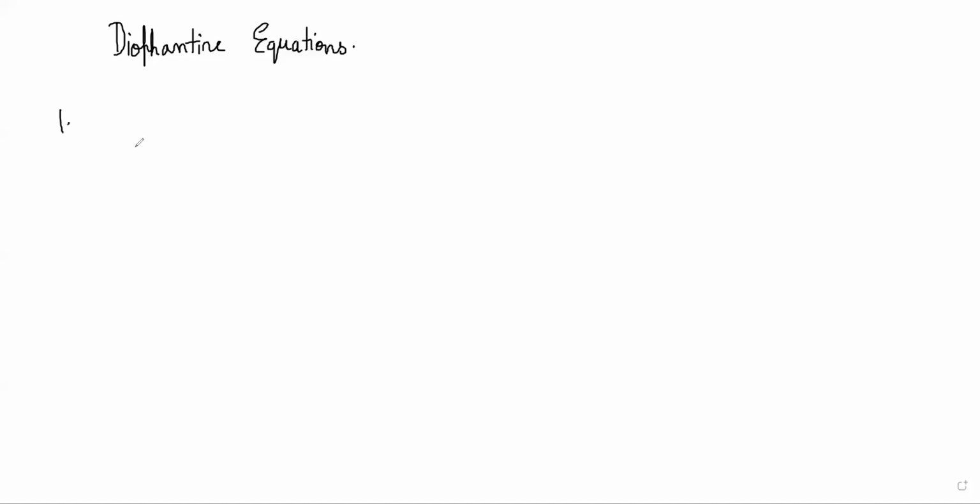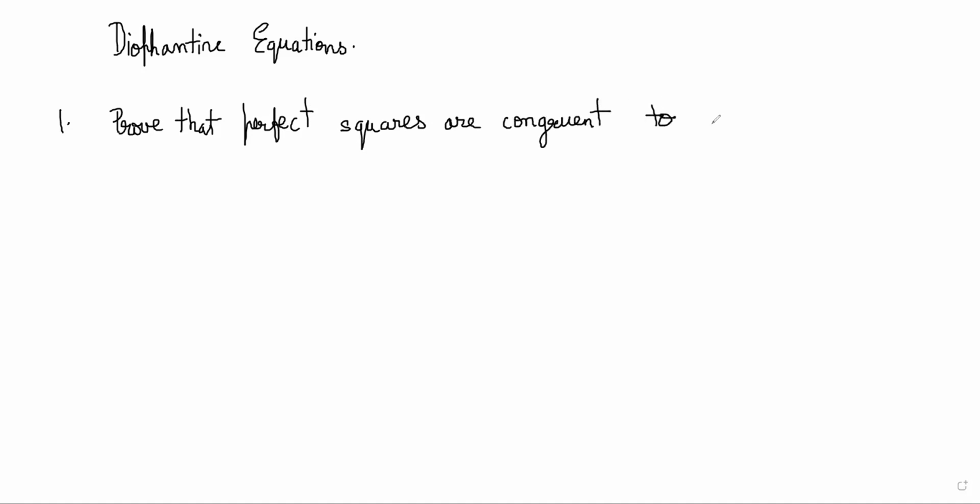So the first question is this one. Prove that perfect squares are congruent to either 0 or 1 modulo 4. Very simple question. We want to show that all perfect squares x square will be either 0 or 1 mod 4.